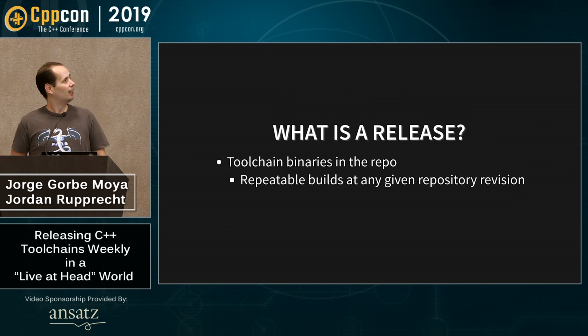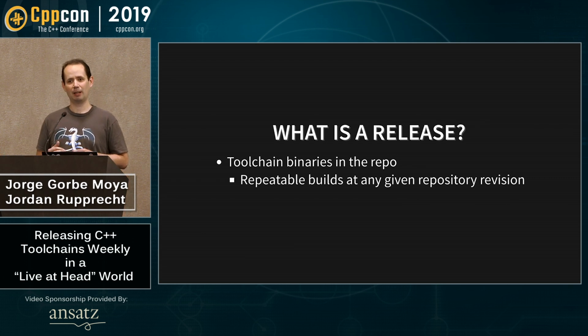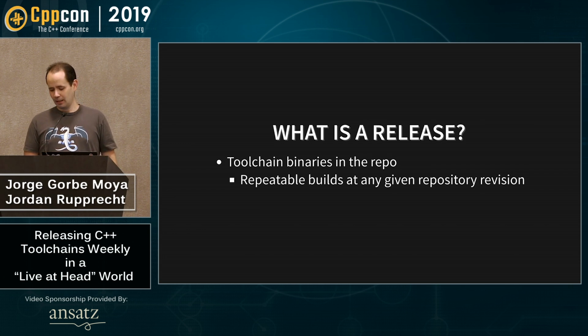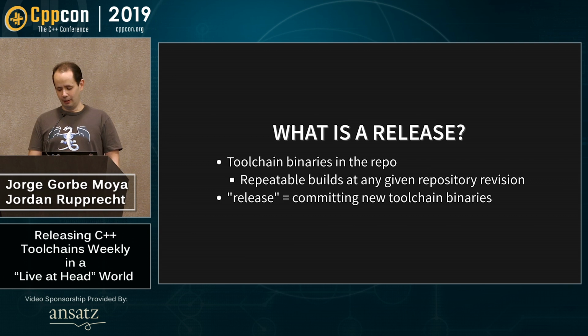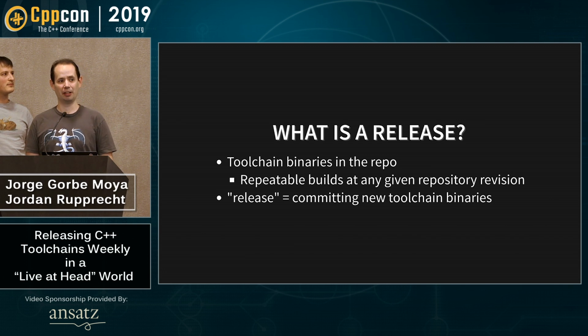So what is a release? We store the toolchain binaries in the repository, and that has a couple of nice properties for us. The most important of which is that we can go back in history at any point in time, sync there, and rebuild a binary, and we will use the exact same toolchain at the time, and we will produce the exact same binary byte by byte. So, repeatable builds. Therefore, when we talk about releasing, this means we are submitting a change to the repository with the new updated binaries. And then from that point on, all users will start using the new thing.